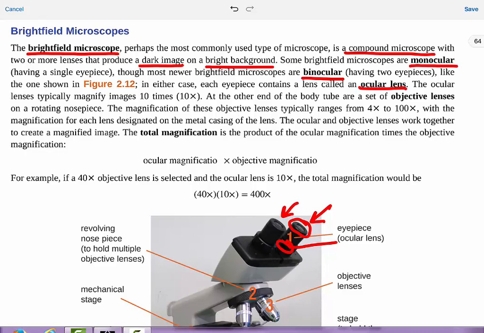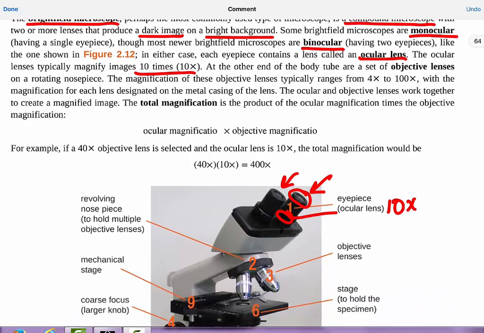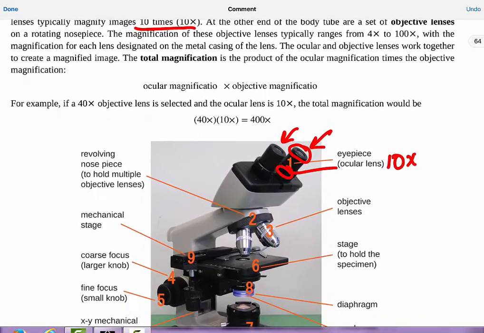The ocular lens typically magnifies images times 10, and that is how it is in the classrooms at SC4 as well as other campuses. Most times the bright field microscopes used in a laboratory are 10x in the ocular. At the other end of the body tube are the set of objective lenses. So we're going to scroll down a little bit so we can see the image here. Up here, objective lenses on a rotating nose piece. These are objective lenses where you switch between generally the 4x, the 10x, the 40x, and then the 100x. And it says that right here.